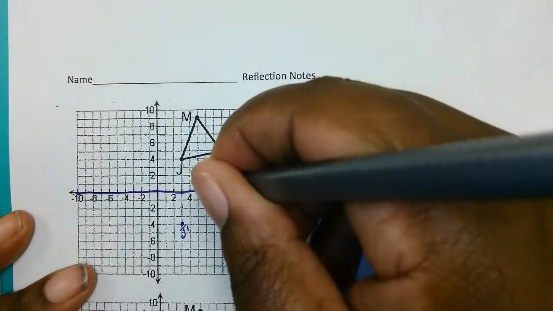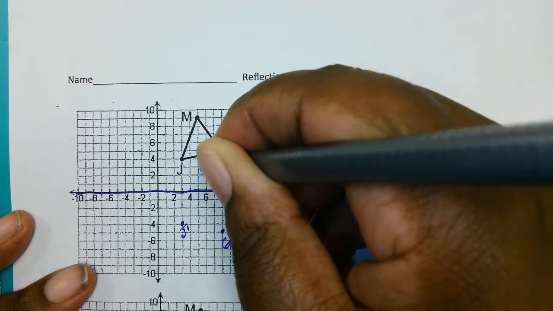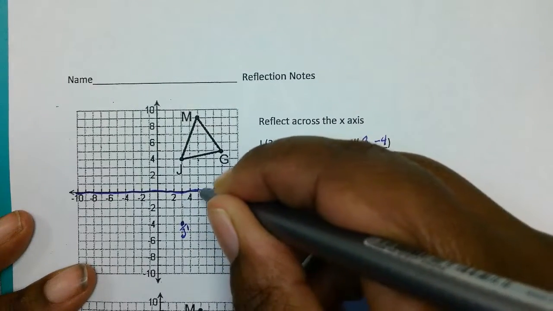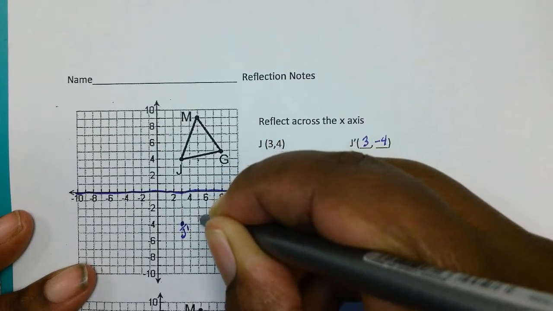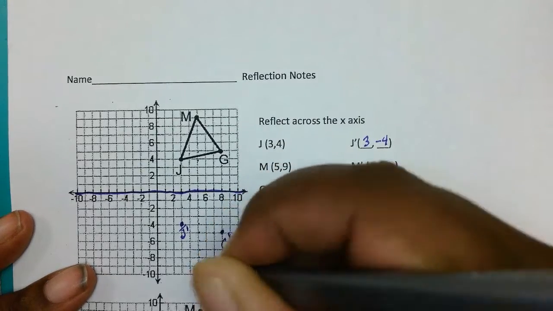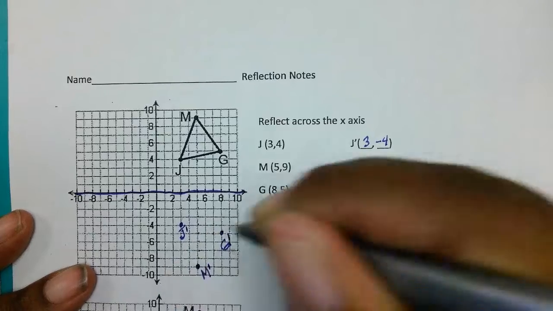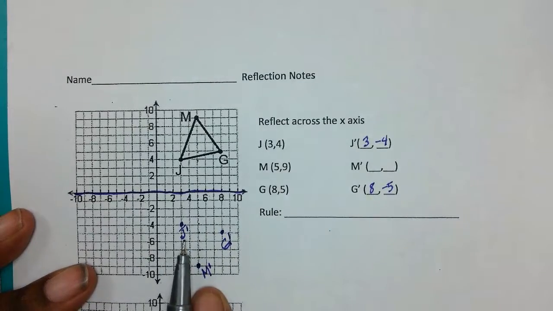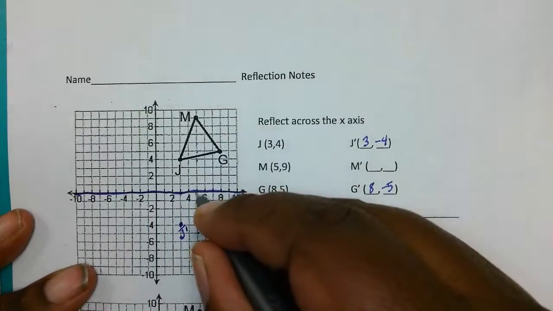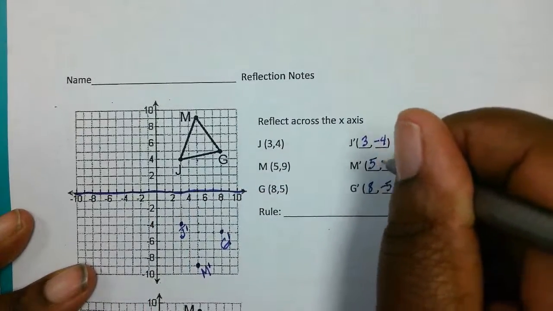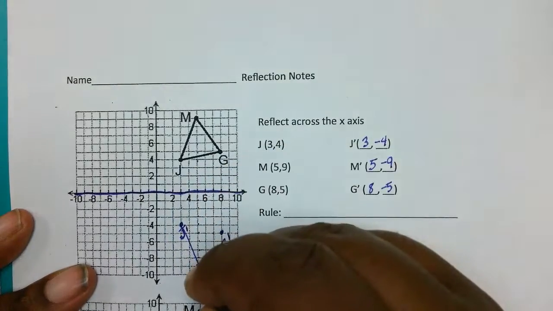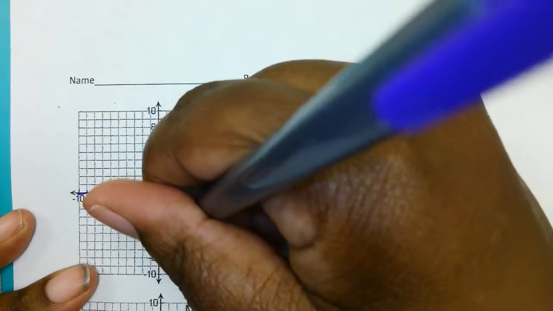M, I had to go up 1, 2, 3, 4, 5, 6, 7, 8, 9. So from that line, I need to go down 1, 2, 3, 4, 5, 6, 7, 8, 9. And that's M prime. The prime lets me know that this is my new image, and this is the original. That's going to be at 5, -9. And then I'll just connect my dots so I can see the same image.